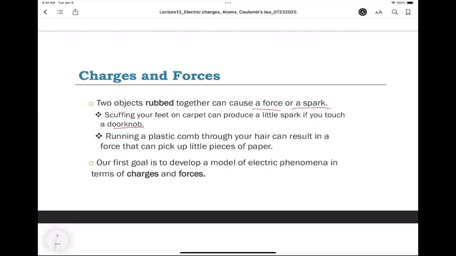And rubbing a plastic comb through your hair can result in a force that can pick up little pieces of paper. You also can try that. This is an interesting science phenomenon. You rub your feet on a carpet, or rub the comb with your hair, and it will produce a force or a spark. Our first goal is to develop a model of electric phenomena in terms of charges and forces.